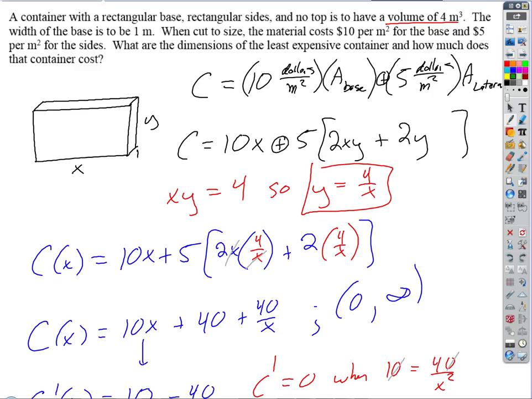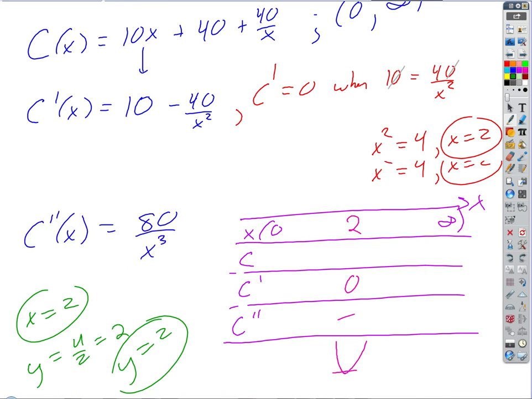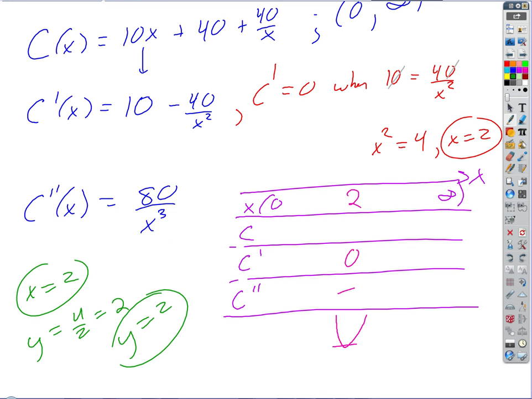Oh, they want the cost too? So what would we do there on our table? We would just go right there. There's no reason to go back to the top. You could. We could just plug in x equals 2 and y equals 2, but we've already got this function specifically built for cost as a function of x. So if I evaluate it at 2, what do I get? 20 plus 40 plus 20 is 80. So there's my cost, 80. Make sense? Okay.